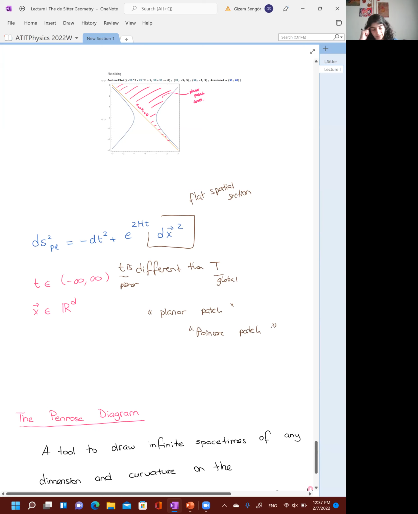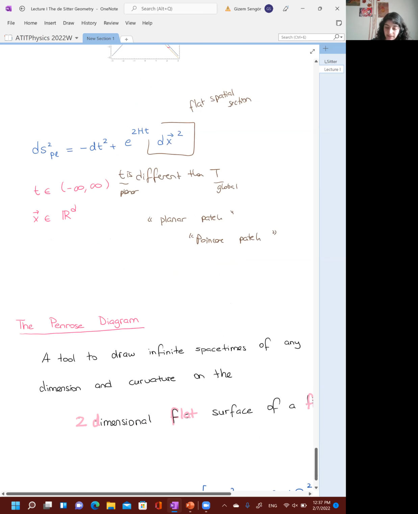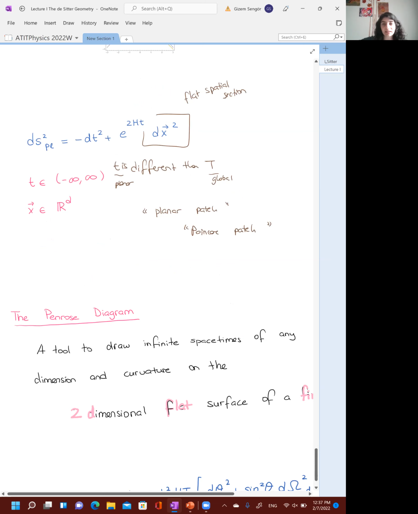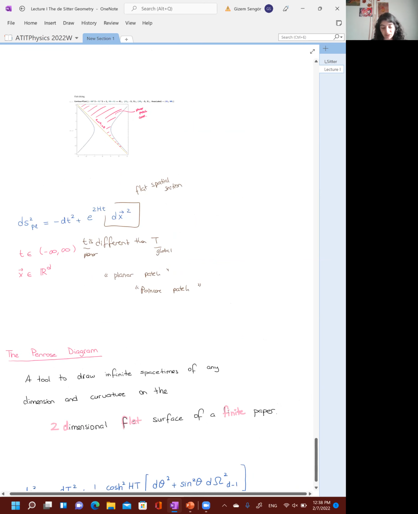Now, one thing we would like to understand, are there any special surfaces? Maybe I don't draw the geometry, but how can I draw its general properties, just to understand something general about the geometry at hand? There's a technique for that, a way to draw infinite sized space-times of any dimension and of any curvature on flat two-dimensional finite sized papers. These are called Penrose diagrams, and these preserve the causal structure.